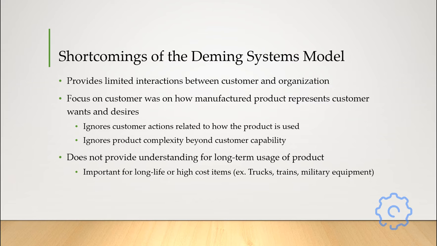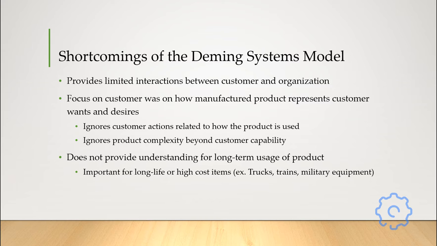This model is an upgrade from the previous model as it shows relationships between all the entities within an organization as it relates to a specific goal, in this case being to build a product based upon an initial concept. However, it is limited in that it provides limited understanding of interactions between the customer and the organization. This model implicitly ignores how the customer uses and interacts with the product itself.